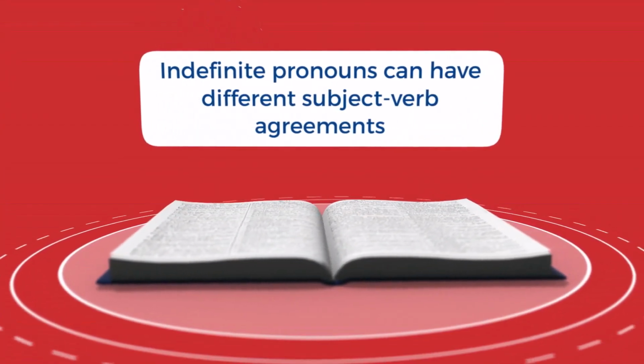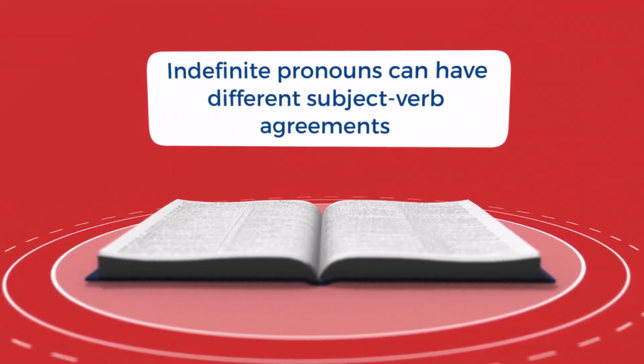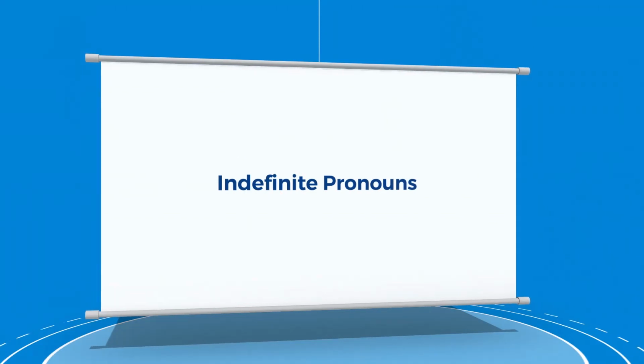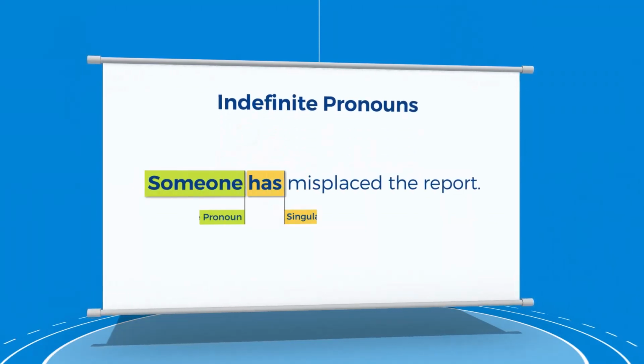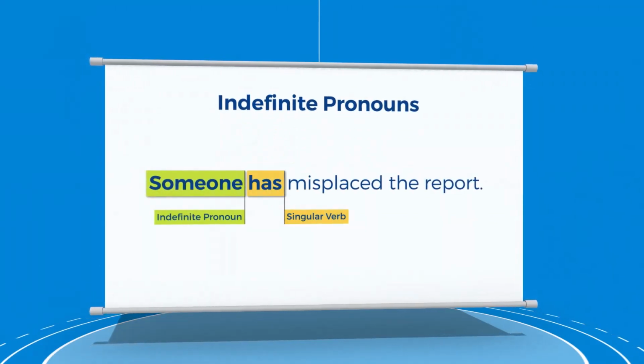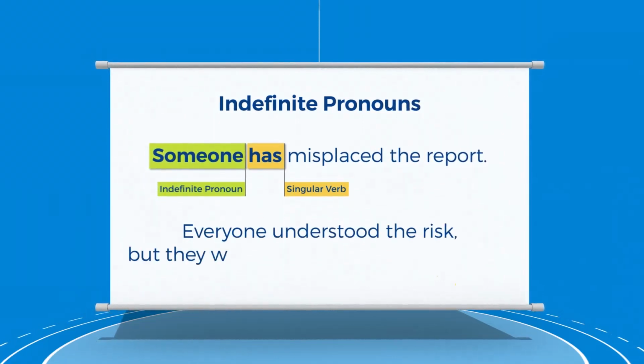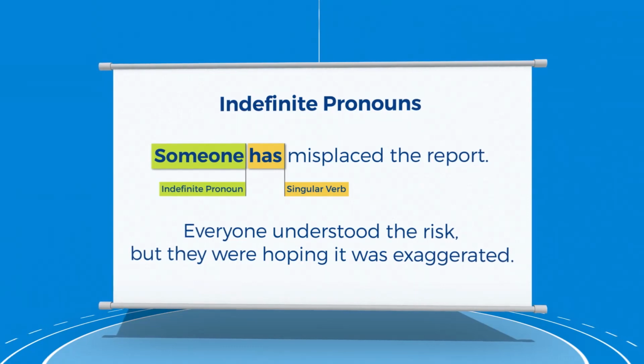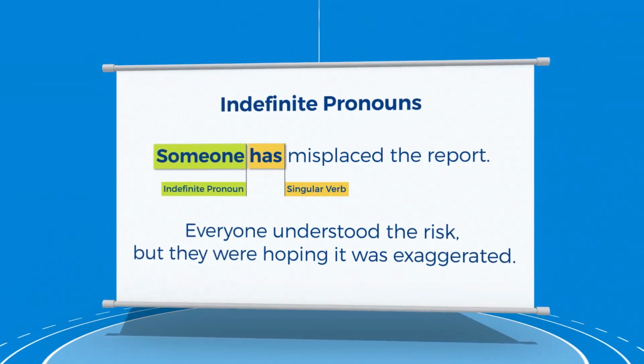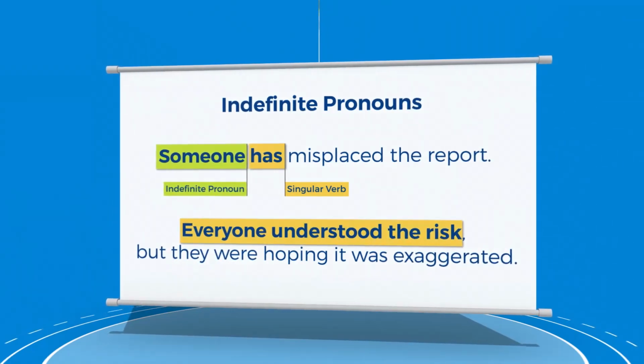Finally, indefinite pronouns can also have different subject-verb agreements. When an indefinite pronoun is the subject of a verb, for example, it's usually singular, as in, someone has misplaced the report. However, sometimes an indefinite pronoun can have a plural sense, like here, everyone understood the risk.